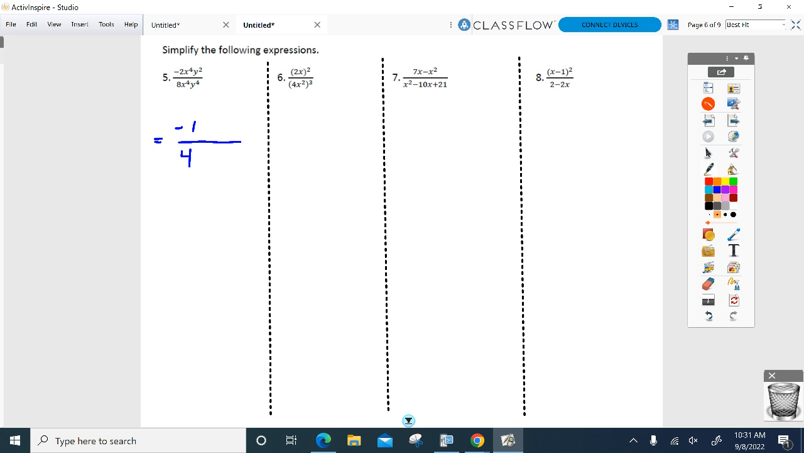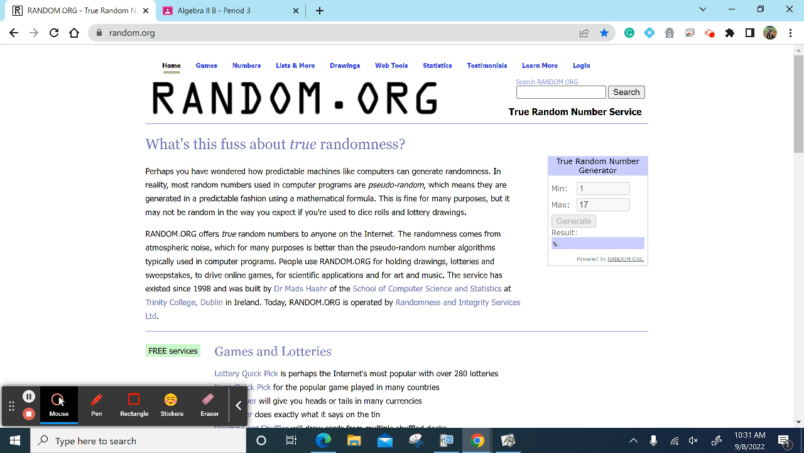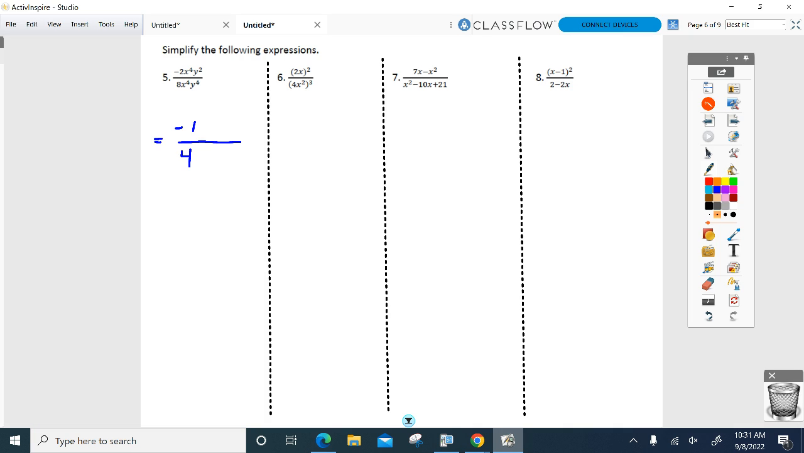The variables. How many x's do I have on top? 4. And on the bottom? 4. They're gone. Right? Same amount on top. All right. How many y's on top? 2. 2 on the bottom? 4. Okay, they all don't cancel out. 2 of them do. How many am I left with, and where are they?